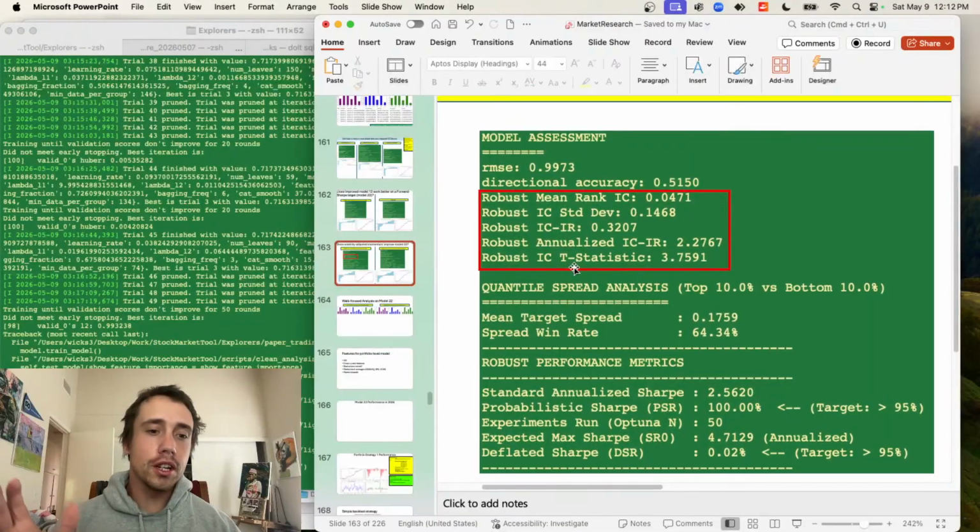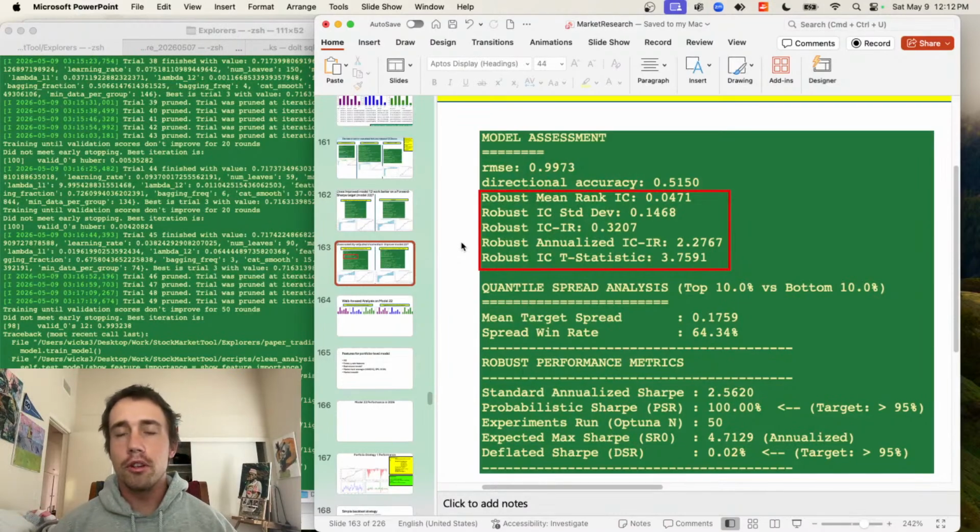So the first reason I think this model's good is look at the metrics in the red box. These are my indicators. This is what I'm using. I have a threshold I want to hit for each of these metrics. So first metric, information coefficient, that's giving the predictive power of the model. The rest of the metrics are giving the stability of the model.